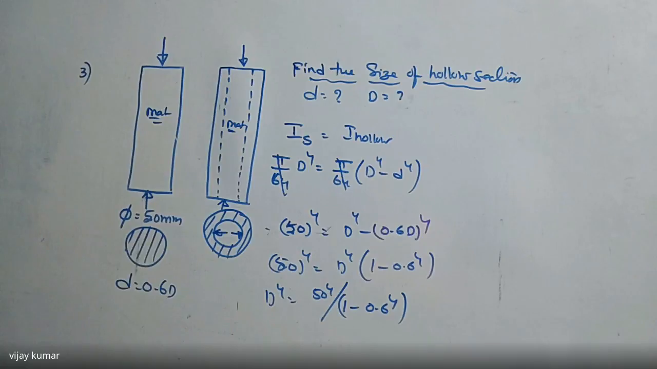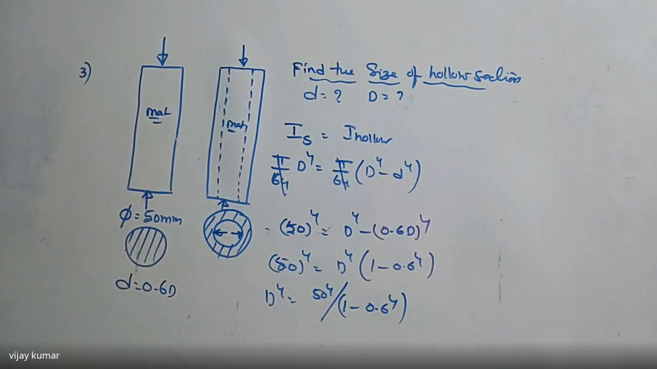Then if you solve it, you get the required value of D1 and D2. I will give it to you. So how much did we get? So 1 minus 0.6 whole power 4, and divided by that answer. Then we get that value into 50 power 4. That is, raised to the power of 1 divided by 4.